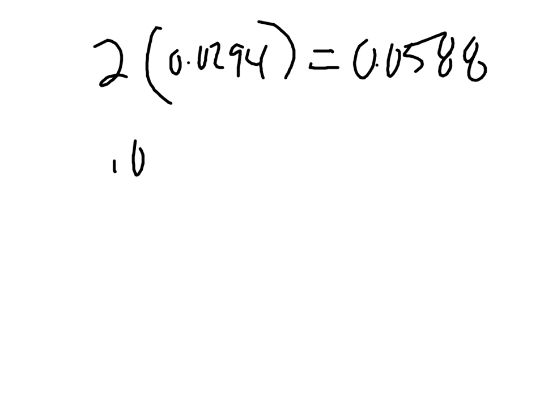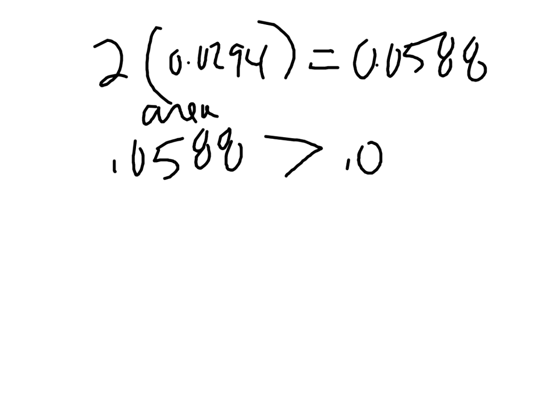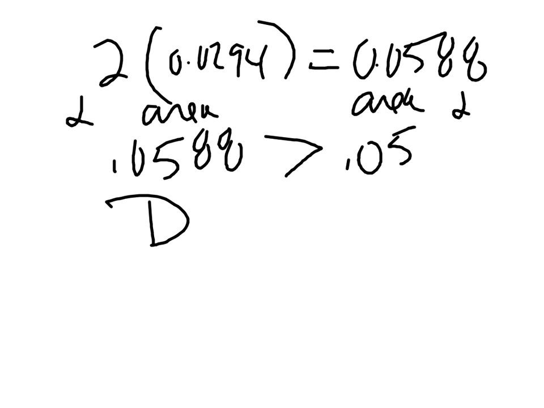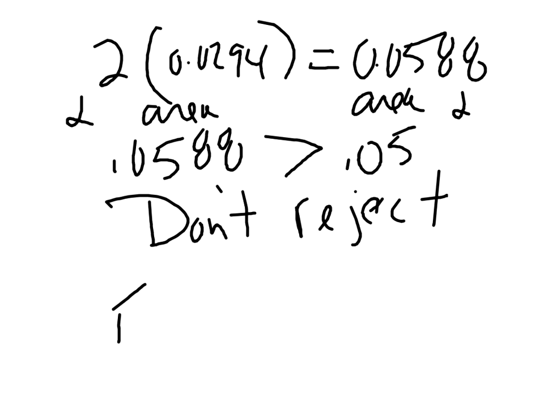Clearly now, 0.0588 as an area is greater than 0.05 as an area. And both of these can be thought of as alpha because they're both areas. So again, we don't reject in this case. We already knew that we weren't going to reject based on the z-values, but now we have the actual areas involved. And again, take a look at figure 8.18 there to see what's really going on.